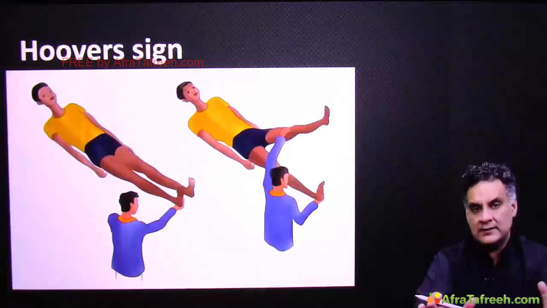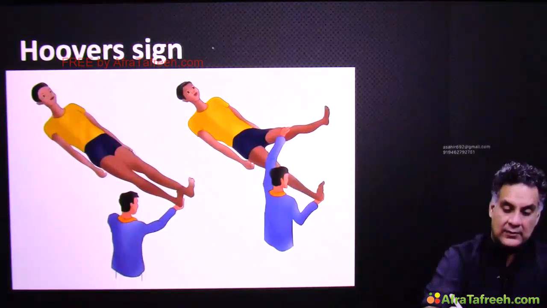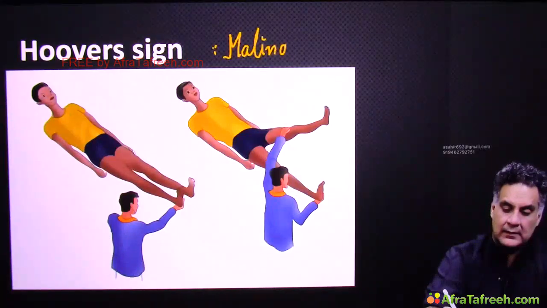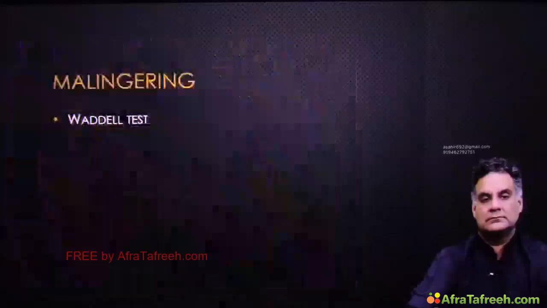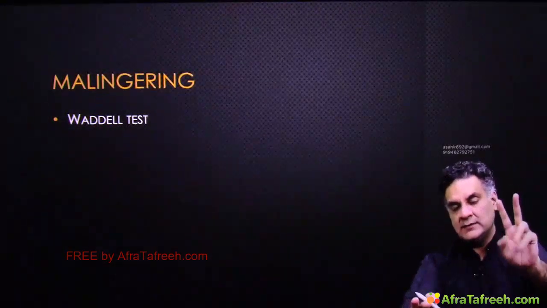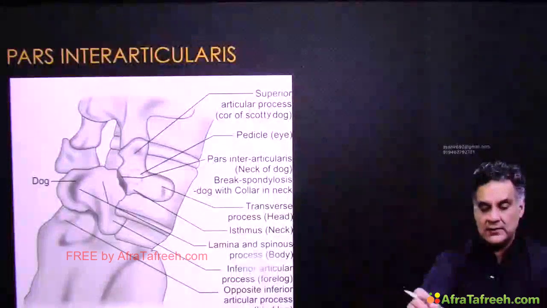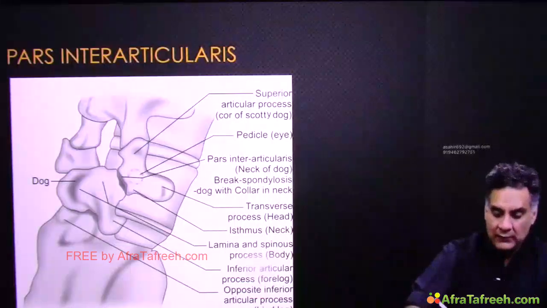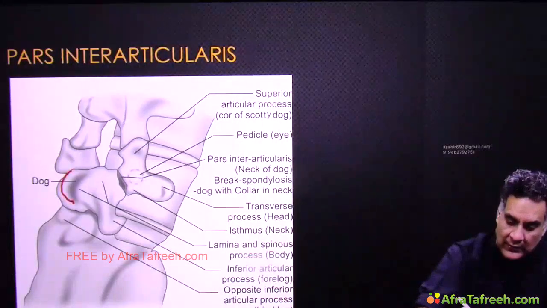Hoover's sign is a clinical sign to discover malingering in a patient. Another test for malingering is Waddell's test. Remember these two names, it should be good enough for you to crack questions. When I look at the oblique or lateral view of the spine, I see a dog.